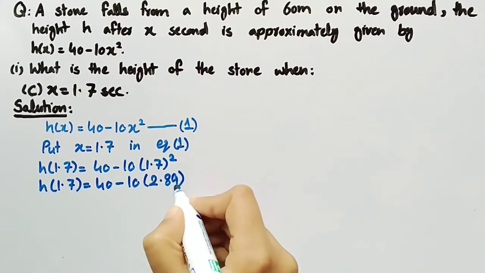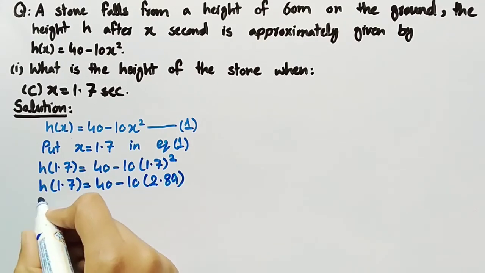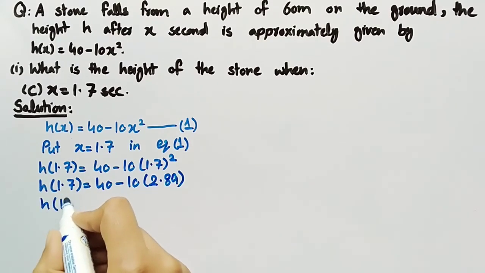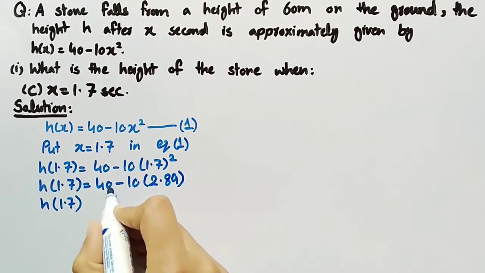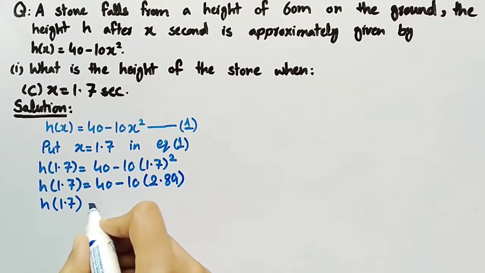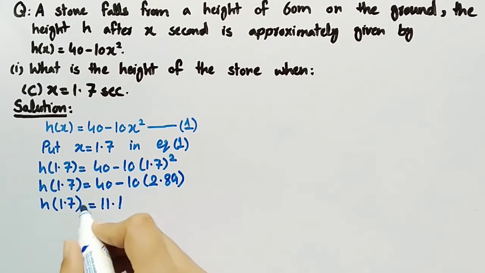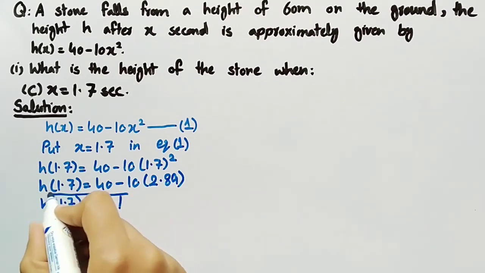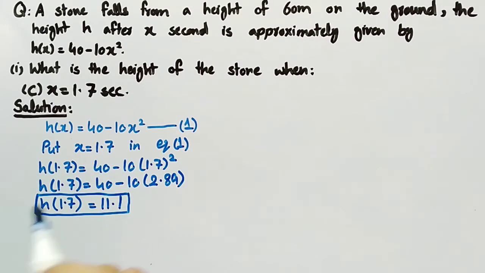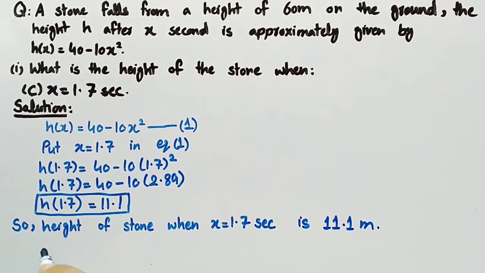2.89. We can also write it as h(1.7). After calculating these terms, we get 11.1. So h(1.7) is equal to 11.1. So the height of stone when x is equal to 1.7 second is 11.1 meter.